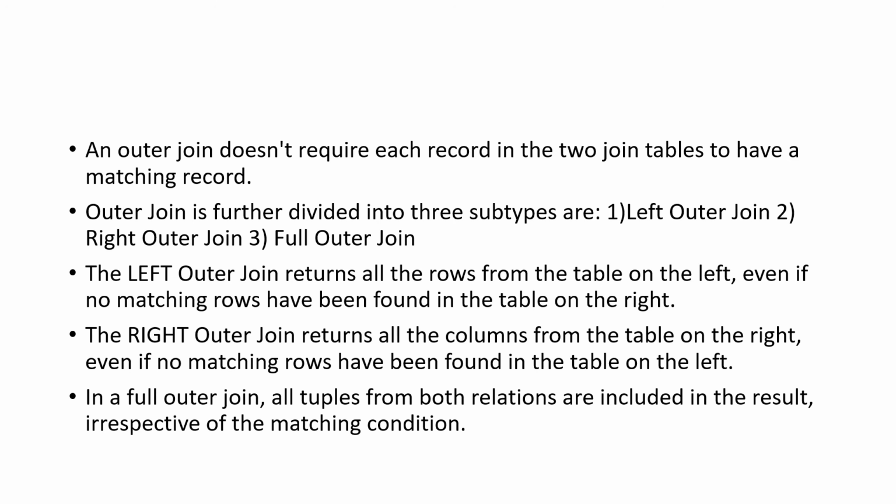Outer join is further divided into three subtypes. First is left outer join, second is right outer join, and third is full outer join. Left outer join returns all the rows from the table on the left, even if no matching records or rows have been found in the table on the right. Same thing is for right outer join. It returns all the rows from the table on the right side, even if no matching rows have been found in the table on the left. In a full outer join, all tuples from both relations are included in the result, irrespective of the matching condition.